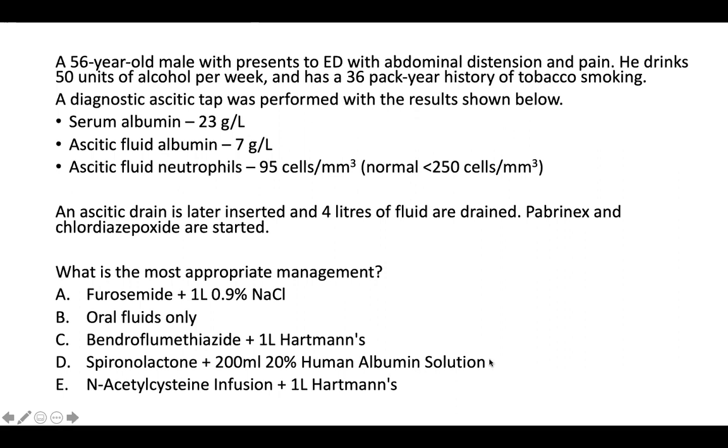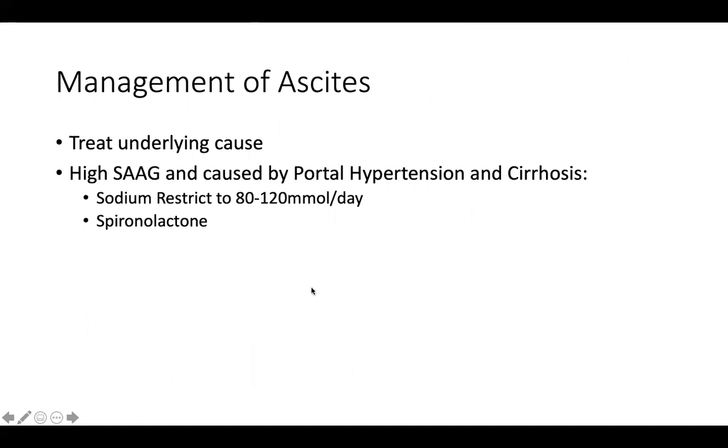So we want to give diuretics to help offload this. And it's really important if you're coming on to the night that you're following the day team's plan with these patients and not giving them other fluids, because it's really important that these are managed properly. And we give the human albumin solution to reduce the hepatorenal syndrome and SBP risk, which we'll go over in another session. So how do we manage ascites if we've got this high SAAG caused by portal hypertension cirrhosis? It's sodium restriction and spironolactone diuretics, and then also thinking about human albumin solution.